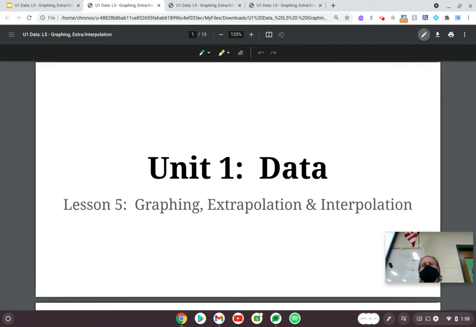We are doing lesson 5 here, which is graphing, extrapolation, and interpolation. Originally, this is supposed to be one whole lesson for the entire day, but it ends up it's going to be like a part 1, part 2 situation. So you probably will end up with homework tonight. Sorry.